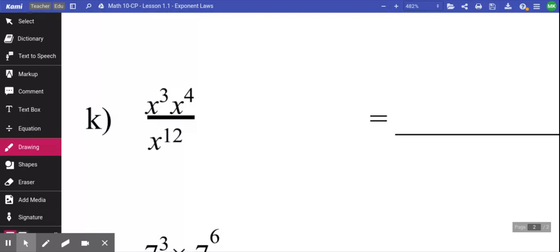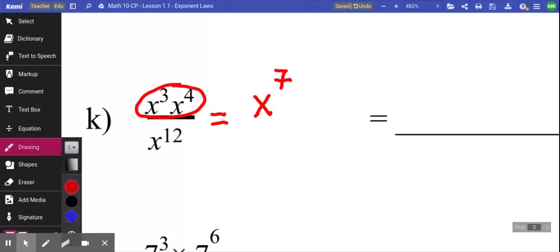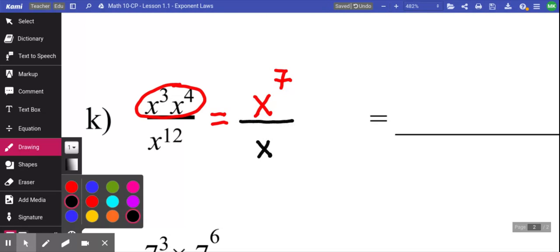All right, this one. When you have more than one letter on the top, like this, and they're the same letter, I actually like to combine those first. So x to the power of 3 times x to the power of 4, I combine to become x to the power of 7. On the bottom, I still have x to the power of 12. And it hasn't changed at all. Then it's easy for me to look at those and subtract. But I combine the top first, so it's one letter on the top.